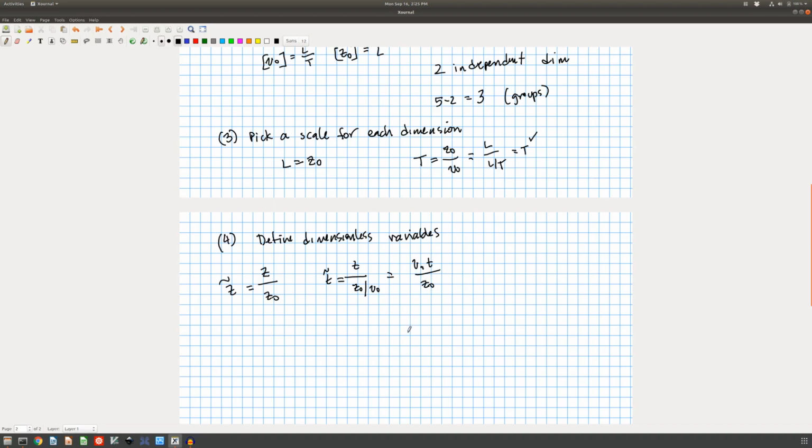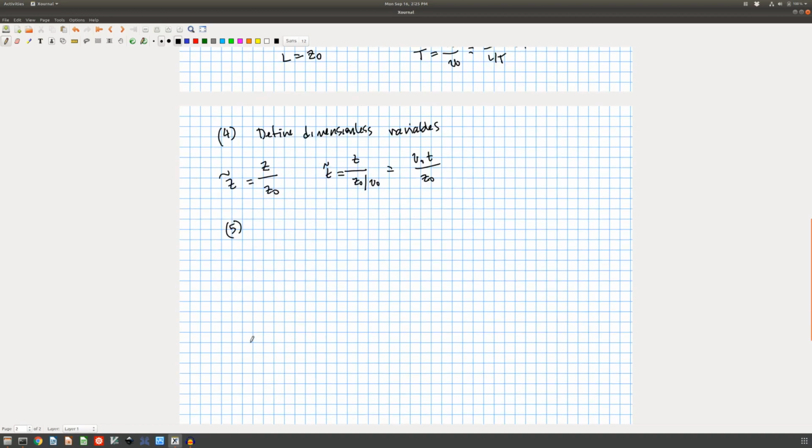Now I'm at the last step. How do I turn my equation dimensionless? To make my equation dimensionless, I simply rearrange these 2 expressions to solve for z and t. So z equals z tilde z0, and t equals t tilde times z0 divided by v0. Now I've solved for z and t in terms of my 2 new definitions, z tilde and t tilde.